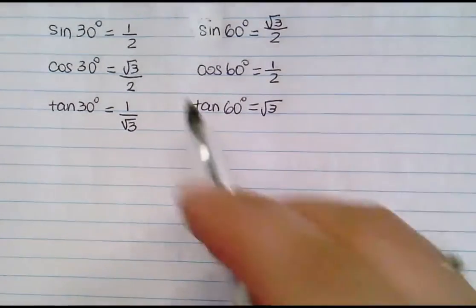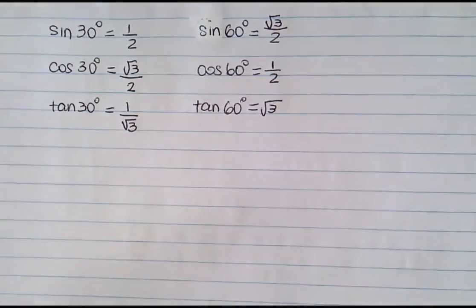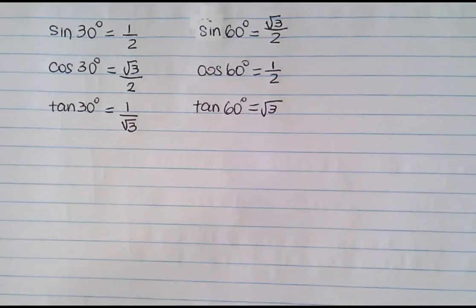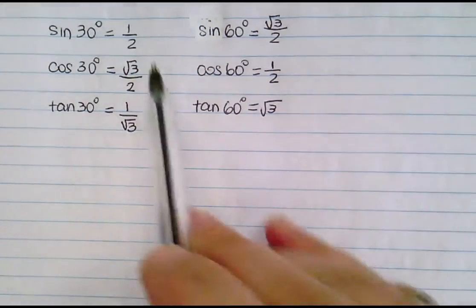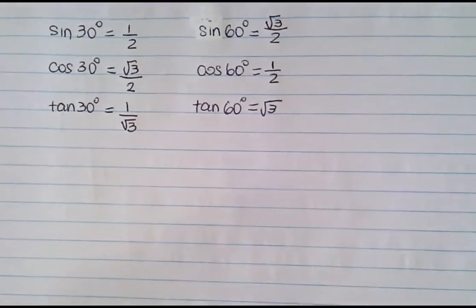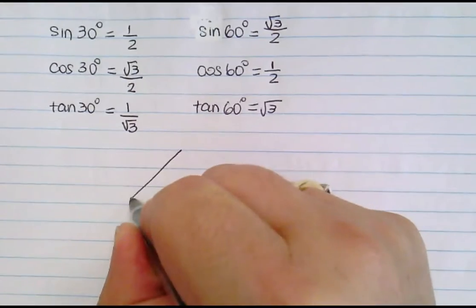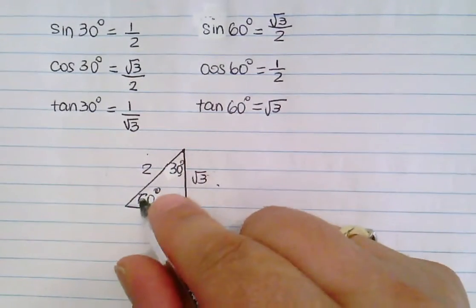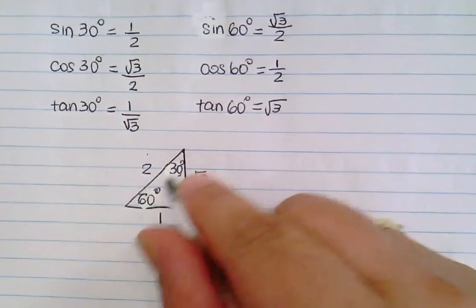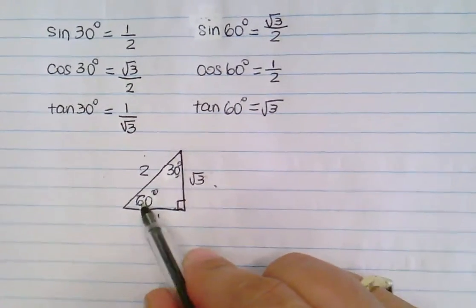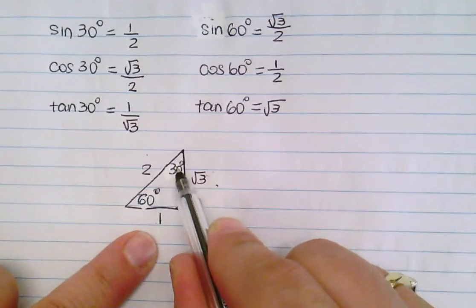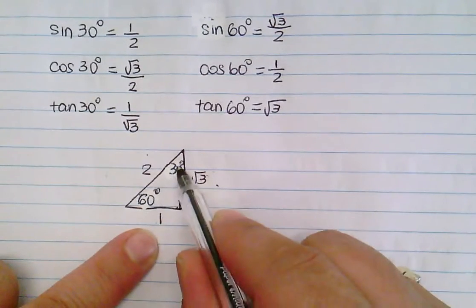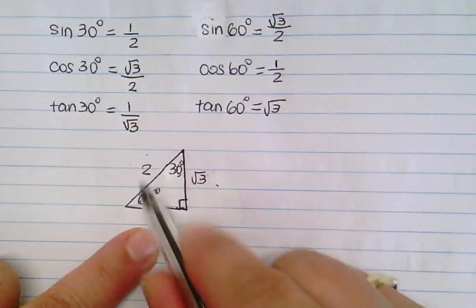Look at sine 30 and cos 60. They're the same. I'll show you why. Look at cos 30 and sine 60. They're the same. The reason is when you're looking at this right angle triangle, I've got 1, root 3, 2, 60 degrees, 30 degrees. Sine of 30 is opposite over hypotenuse. It's a half.